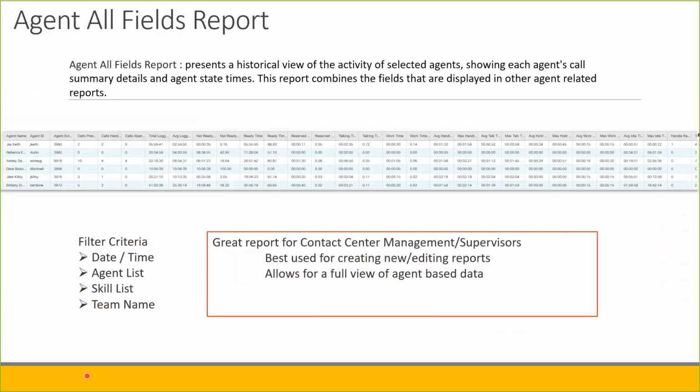The purpose of this report at its foundation is not to say, oh, wow, this is a great report, let me just look at this data, because it's kind of hard to read with all of this information. If I look at calls presented, calls handled, I can't even read all of the titles. You can, of course, click and drag to open it up a little bit to see that data. But really, what this is good for is paring it down.